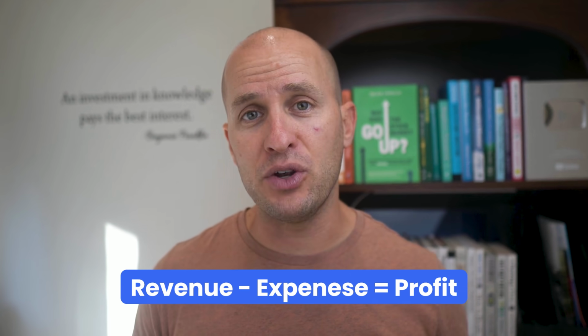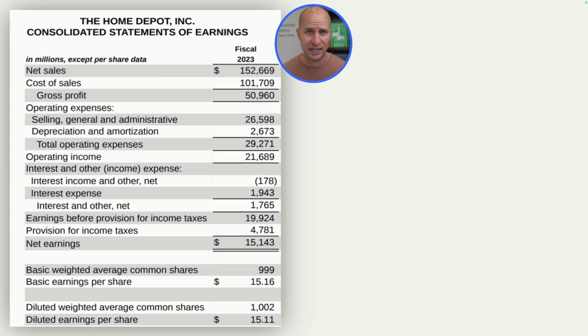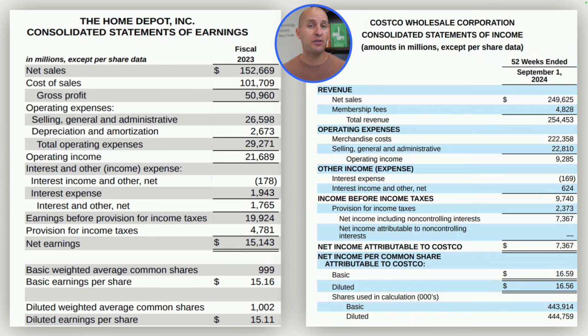Now, it's important to note that while all income statements follow the basic format of revenue minus expenses equals profit, companies do have a lot of leeway with the names, categories, and terms that they use when they're creating their income statements. This is why income statements can look different from company to company, even when the companies operate in similar industries. For example, let's compare Home Depot's income statement to that of Costco. Now, both of these are big established retailers that sell products that they buy from suppliers. So their business models are fairly similar.